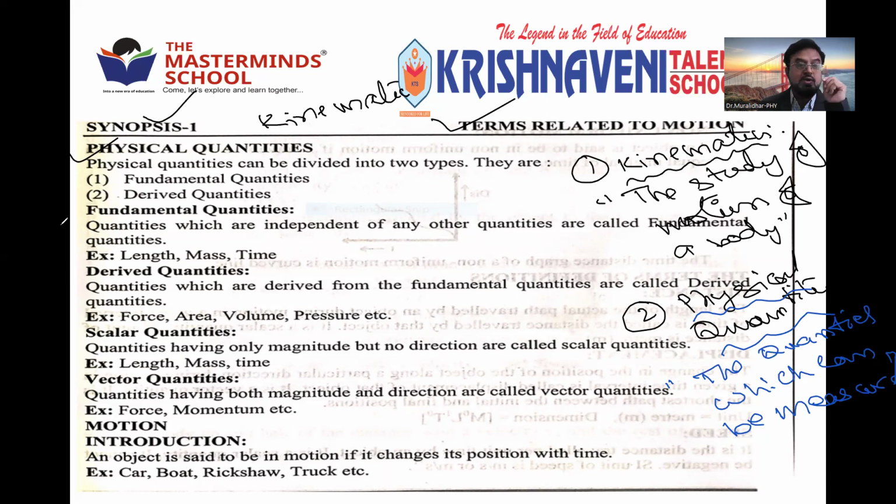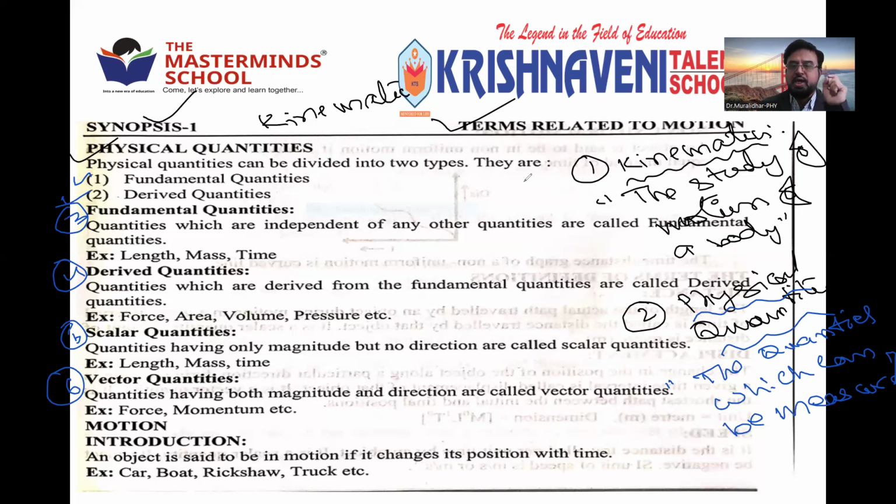These physical quantities are again classified into 2 categories. One is fundamental physical quantities. The second is derived physical quantities. Clear? First write down the first 2 points, then you can go for the third point. Third, fourth, fifth, sixth: 6 points totally. First, let me write these 2 so that I can clear them and you can explain the remaining points.